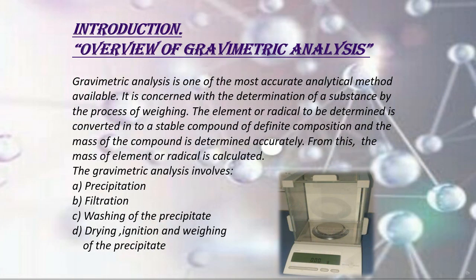Overview of gravimetric analysis. Gravimetric analysis is one of the most accurate analytical methods available. It is concerned with the determination of a substance by the process of weighing. The element or radical to be determined is converted into a stable compound of definite composition, and the mass of the compound is determined accurately. From this, the mass of the element or radical is calculated. The gravimetric analysis involves precipitation, filtration, washing of the precipitate, drying, ignition, and weighing of the precipitate.